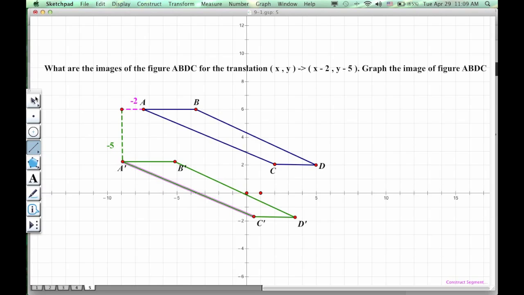So now you see that the figure ABDC got translated into the figure A prime, B prime, D prime, C prime. Okay, so now we're done with this question. So that's all for section 1, and we hope that it was easy enough for you to understand.